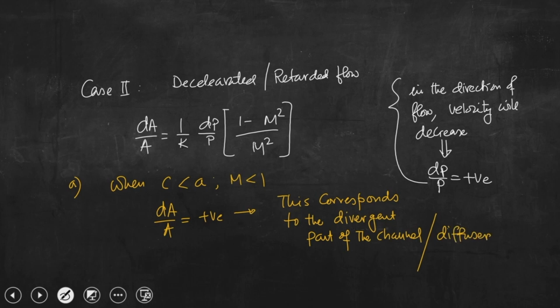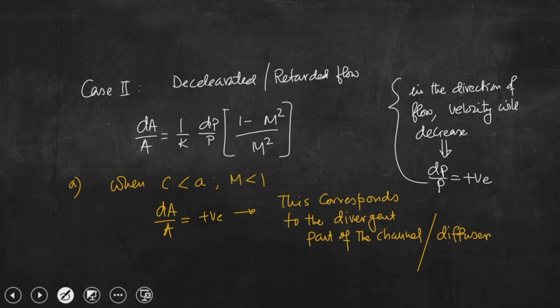See, when velocity decreases in the direction of flow, it is not a nozzle, it is the diffuser, that by definition we know. So, diffuser is again a mechanical device and the flow configuration is such that in the direction of flow velocity will decrease, pressure will increase. So, that is dA by A, that we can see.